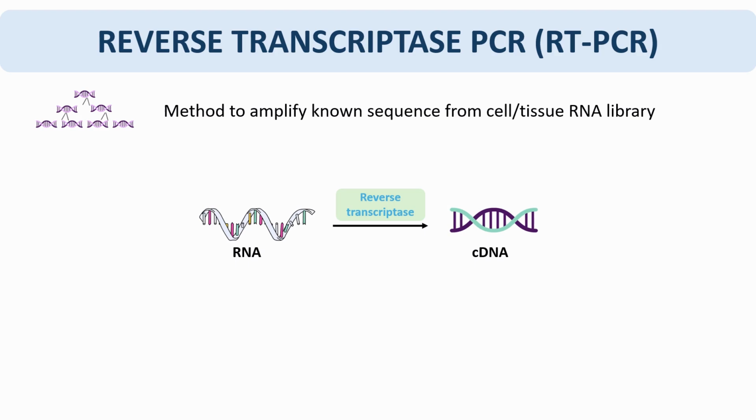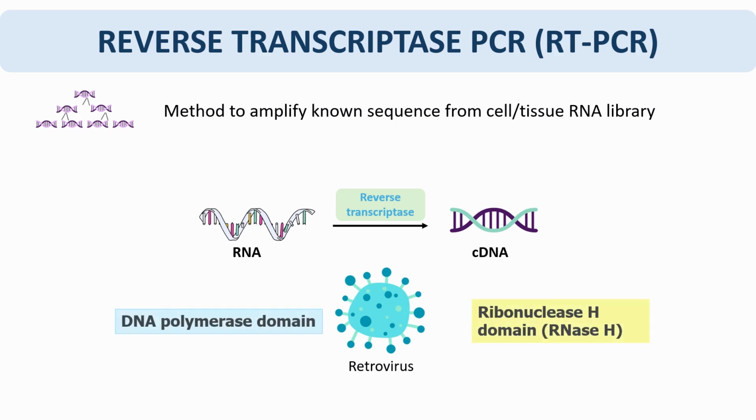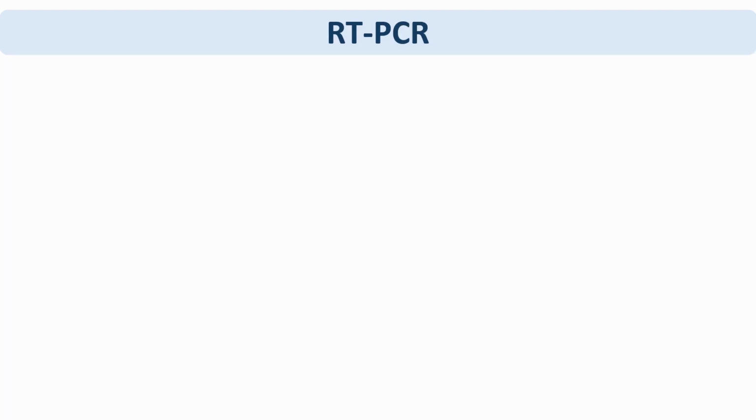The reverse transcriptases are the RNA-dependent DNA polymerases, which were initially discovered in retroviruses. And these retroviral reverse transcriptases have different structure, but share two main elements, a DNA polymerase domain and a ribonuclease H domain. So what are the key steps in the RT-PCR process?